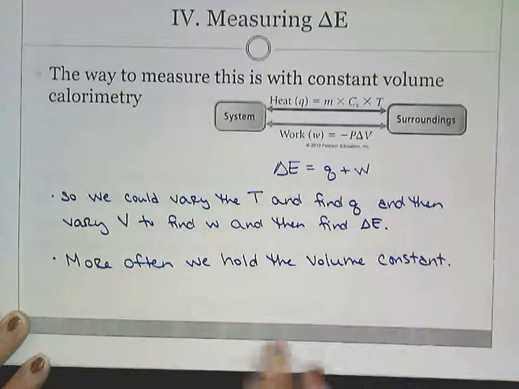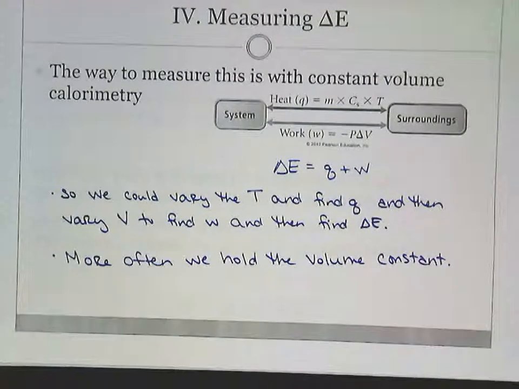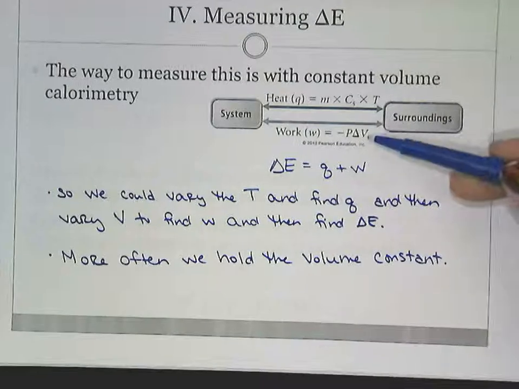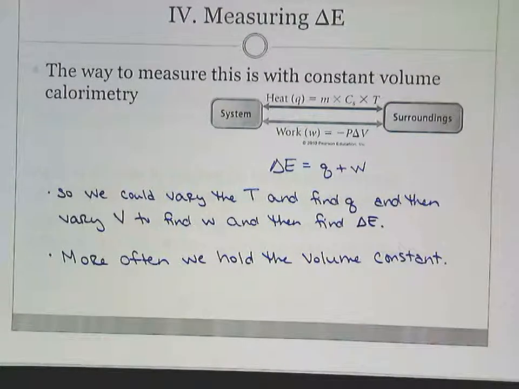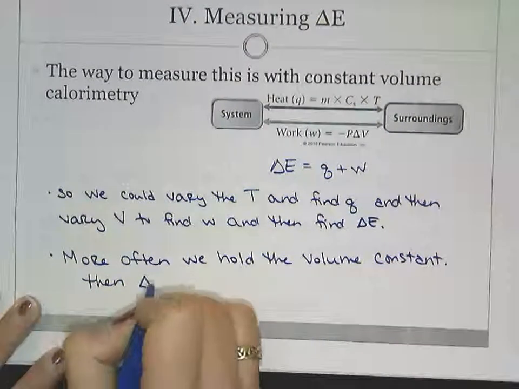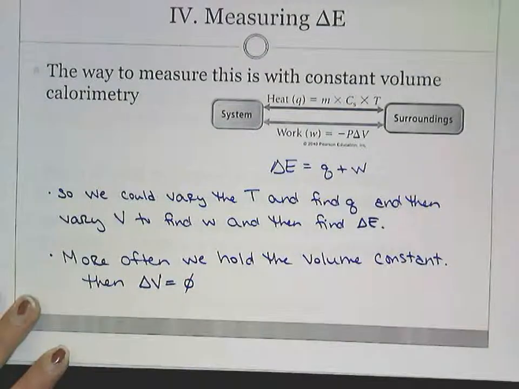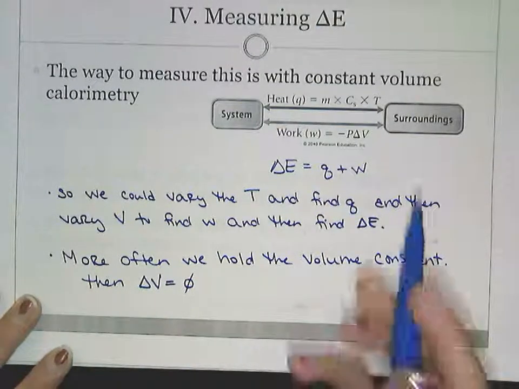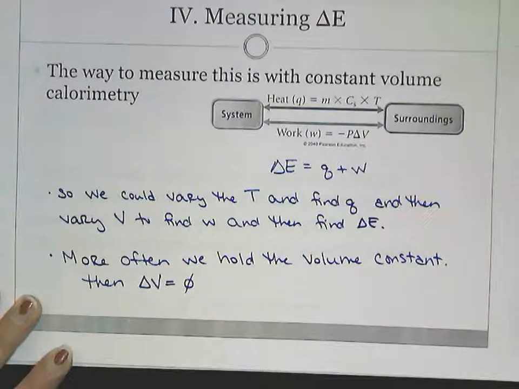All right, so if I hold the volume constant, what now is delta V? If I start off at a liter and I end up at a liter, what's delta V? 0, right? So if I hold the volume constant, then delta V equals 0. What would work then equal if this is now 0? I do 0 work.